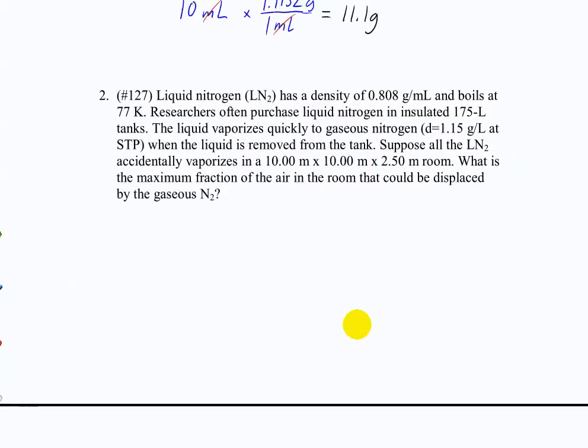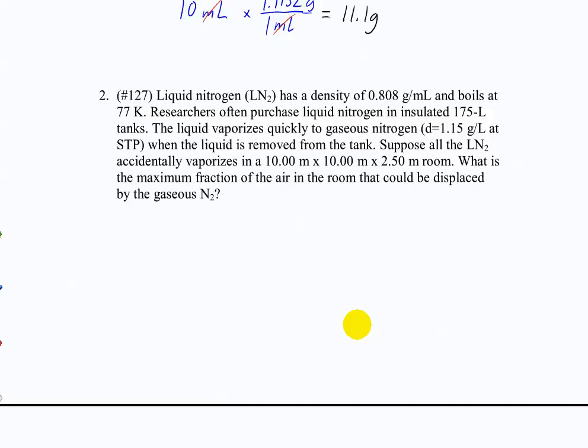This is kind of a long, tricky one, so we'll take a little time for you to work on. Liquid nitrogen has a density of 0.808 grams per milliliter. Boils at 77 K. Researchers, and we'll have some later this semester, often purchase liquid nitrogen in insulated 175-liter tanks. It's like a big silver thing. And the liquid vaporizes quickly to gaseous nitrogen. And look at the difference in density. So you're going from liquid nitrogen density of 0.808 to gas nitrogen density, which is 1.15 grams per liter, not milliliter. So that's like 1,000 times the density, which makes sense because air is much, much less dense than liquid.